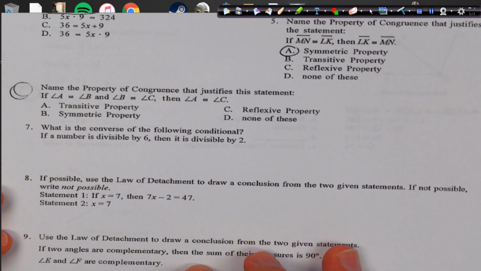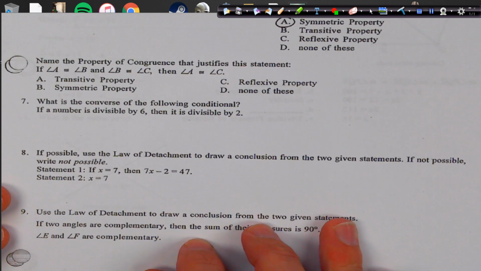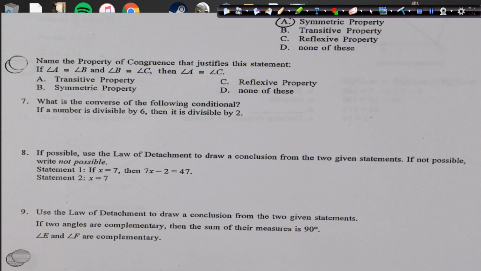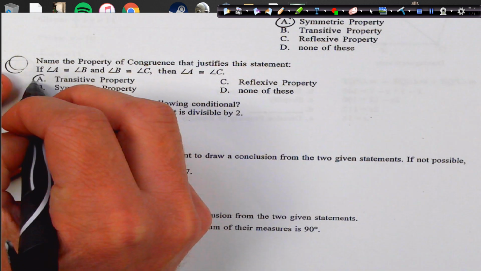Okay? Moving on down. Name the property of congruence that justifies this statement. A is equal to B. B is equal to C. That's A equals C. This would be transitive property.